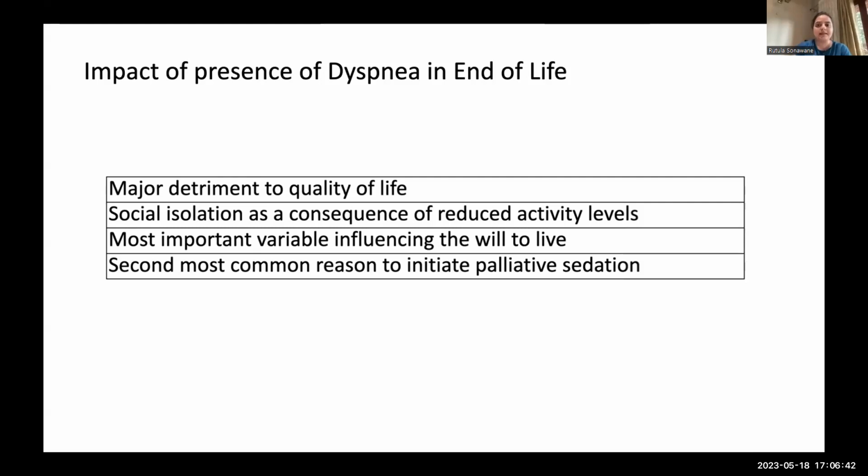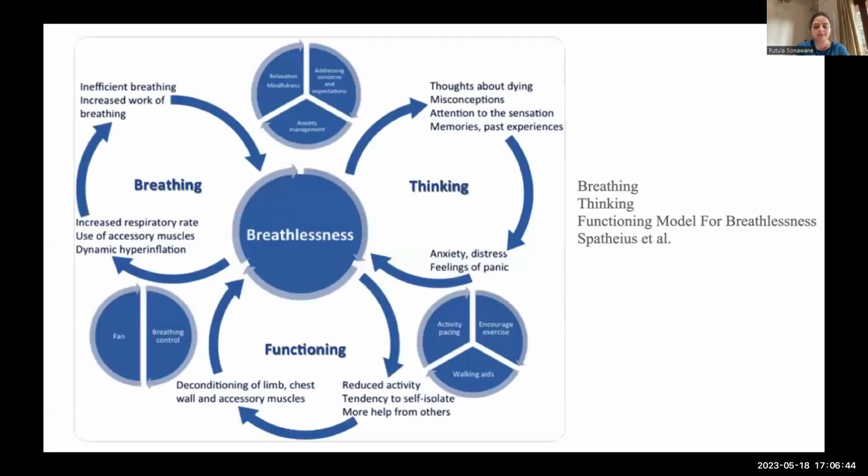So as I had mentioned before, breathlessness should be looked at from three aspects: the breathing pattern, the thinking pattern, and the functioning pattern. Together, this is the breathing, thinking, functioning pattern for breathlessness. Breathing, basically, is ineffective breathing, and there's also an increased work of breathing. So there is use of accessory muscles, hyperinflation of the lung, and the respiratory rate is also increased. All of these lead to breathlessness.